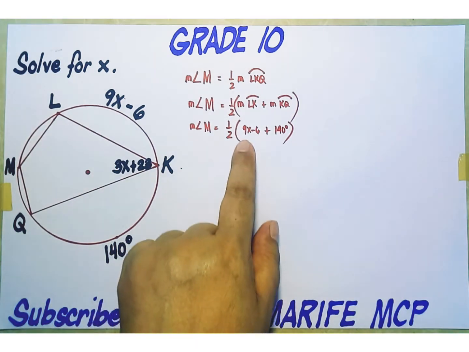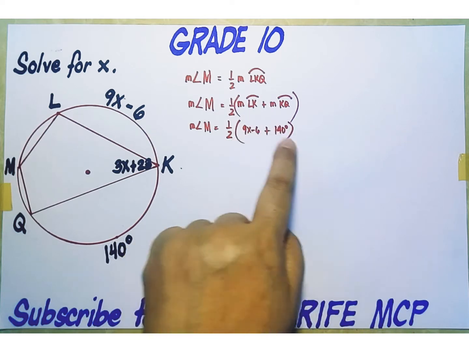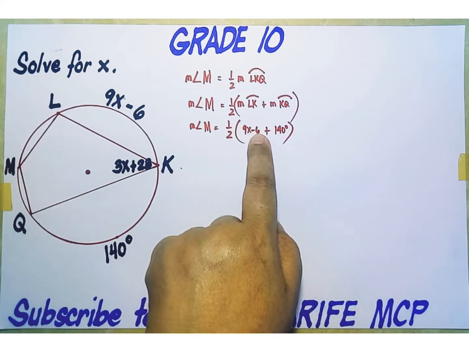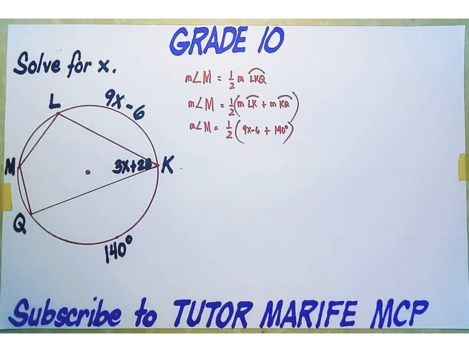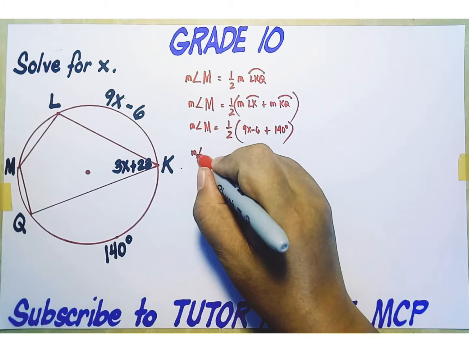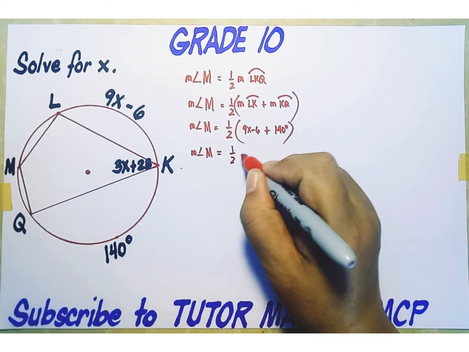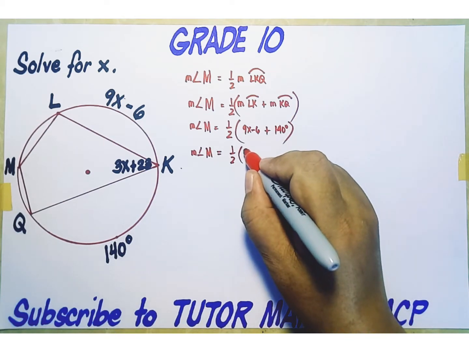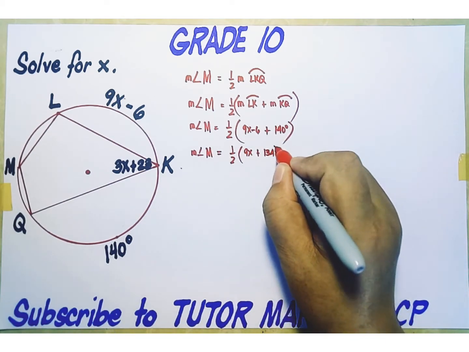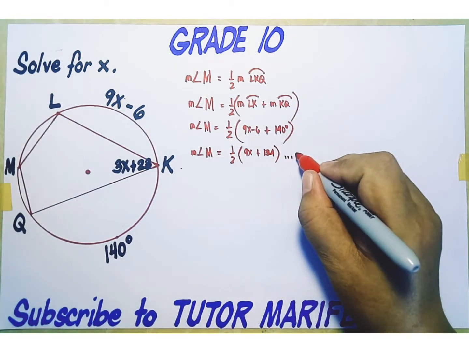What's next? We're going to simplify the expression inside the parentheses by combining like terms. -6 plus 140 is equal to 134. We now have measure of angle M equals 1/2 of the quantity 9x plus 134. Let's call this equation 1.